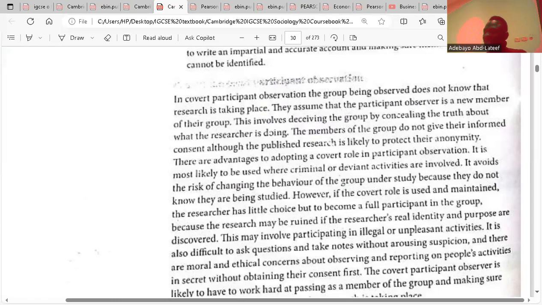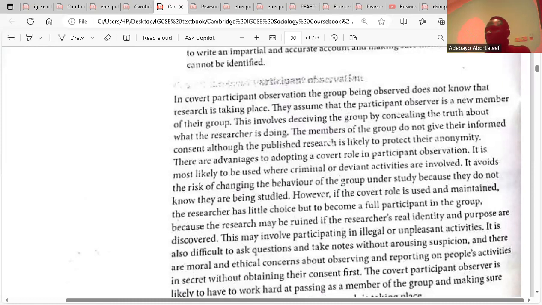So this means that the truth about your identity is being concealed. You're not telling them your true identity, and they don't know the reasons why you are there. Also, overt, you tell them why you're there. You're observing. So for covert, you've concealed your identity. They don't know about your identity. They don't know the reason why you're there. They see you as a new member. Clear?